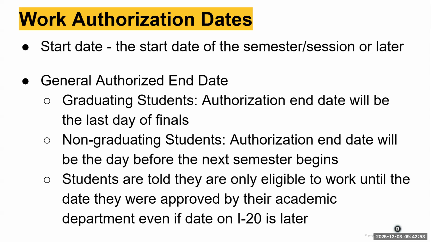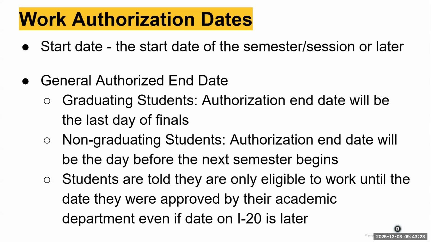The start date will always be no earlier than the start of the semester. And then the end date, we always provide general end dates. So if you are a graduating student, your CPT authorization end date will always be the last day of finals. If you're a continuing student, then the end date will always be the day before the next semester starts.